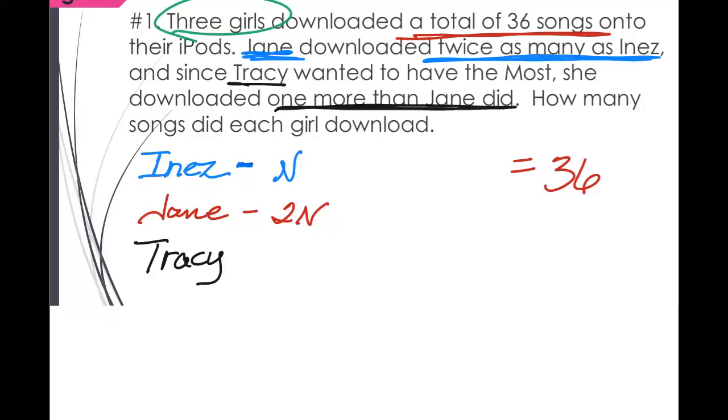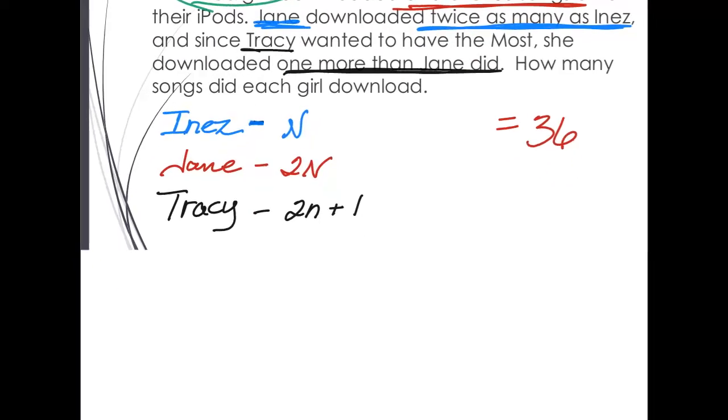One more than Jane. How do I show 1 more than Jane? 1 plus what? How much does Jane have? Okay, so start with that. 2n plus 1. Is that 3n? No, you can't combine those terms. It's plus 1. It says she has 1 more than Jane did. So if Jane has 2n, I have to say just 1 plus 2n. Right? That's 1 more. Okay.